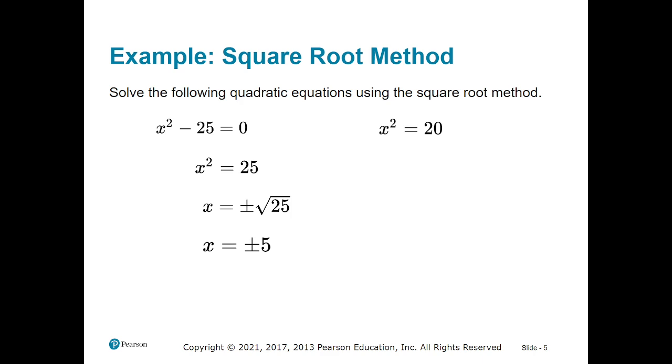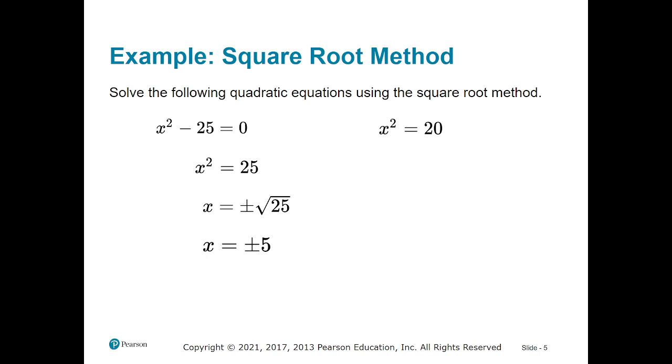Okay, as for x squared equals 20, we're going to first note that 20 is not a perfect square. But what we can do is still take the square root of both sides, right? And then we'll have x equals plus or minus square root of 20. Well, 20 is actually 4 times 5, and the square root of 4 times 5 happens to be the same thing as the square root of 4 times the square root of 5.